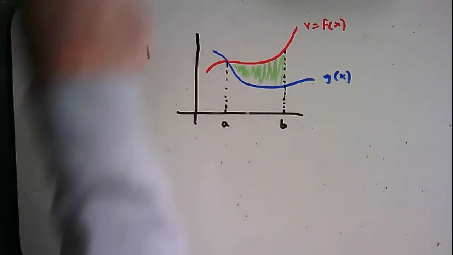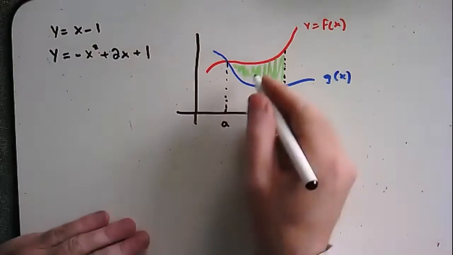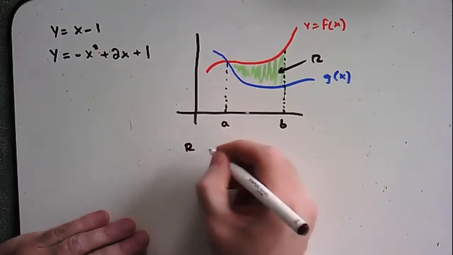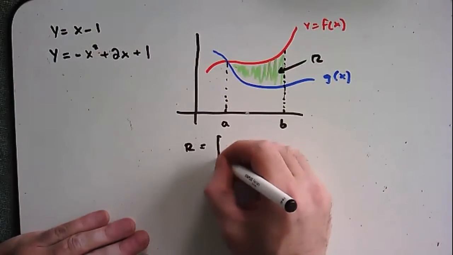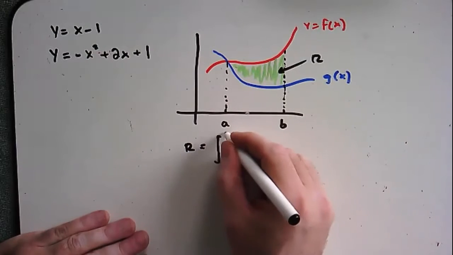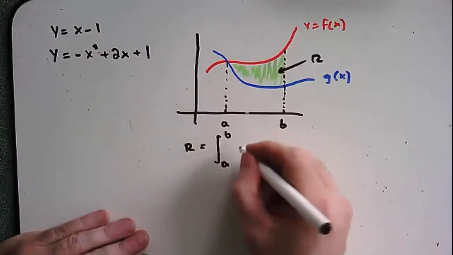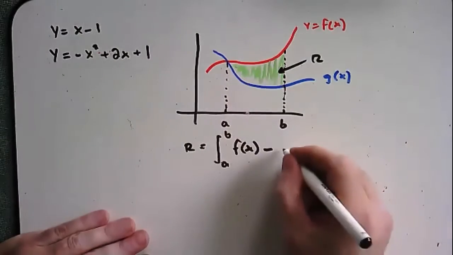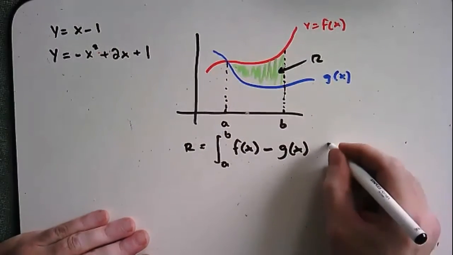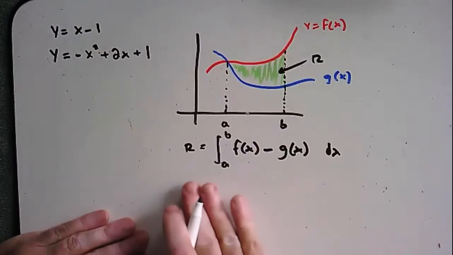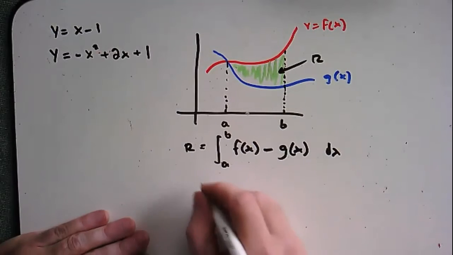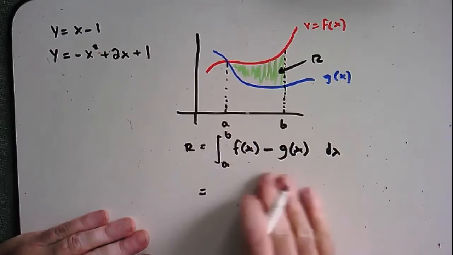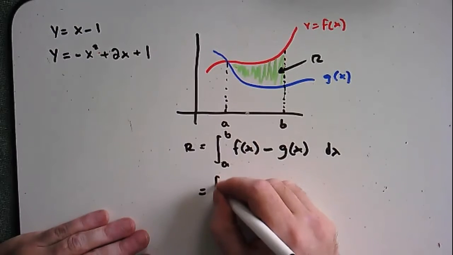And so here's the integral that we'd set up to do that. So the area of that region there, let's call that R, why not? So the area of that region is going to be the definite integral from A to B of the taller function, so f of x minus g of x dx. And if we want to, just using properties of definite integrals, we could evaluate these as two different definite integrals, or we could do that subtraction first and then evaluate the integral.